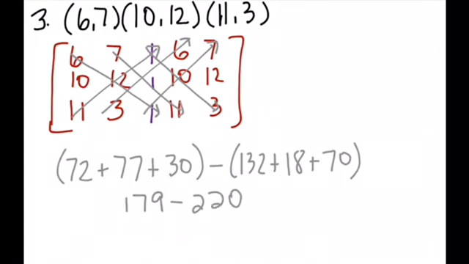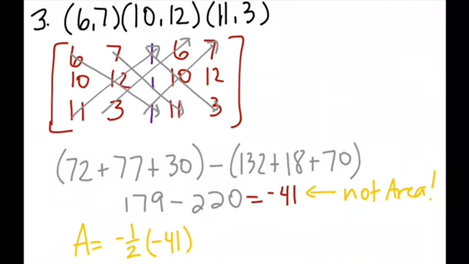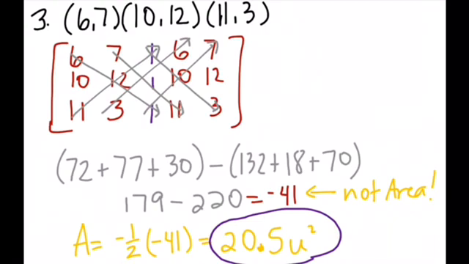Okay, then we're going to simplify that. We get 179 minus 220, and that gives us negative 41. That is not the area. First of all, notice you cannot have a negative area. That doesn't make any sense. So when we use our determinant to find the area, we're going to take the negative 1/2 times negative 41 so that we will get a positive area, positive 20.5. We always label our areas in units squared, so depending on if it was inches or meters or whatever, since we don't know what it is, we're just going to say units squared. Area is always units squared. So make sure you write it like that.